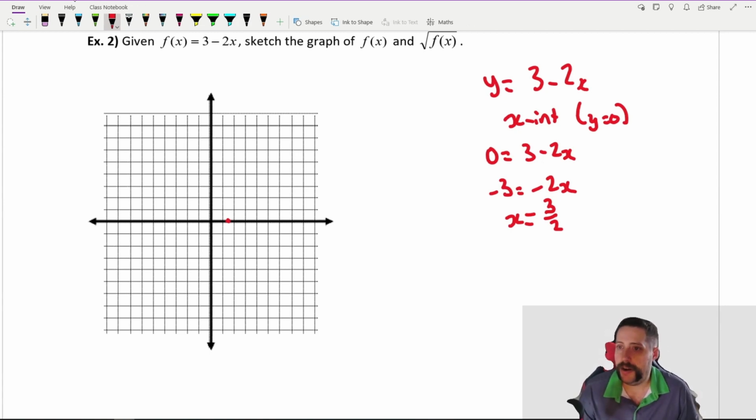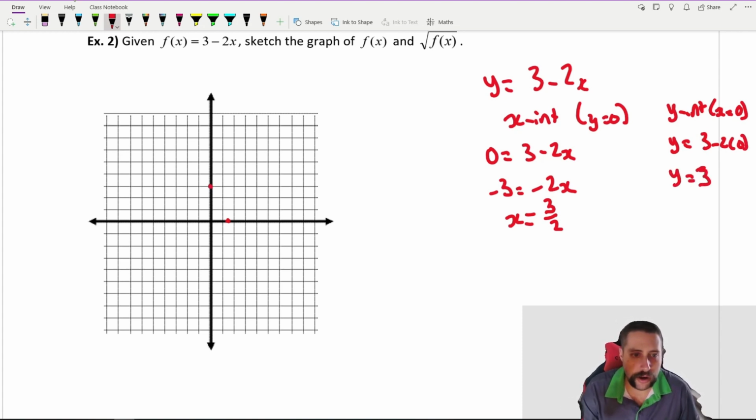To find your y-intercept, that's when you set x is equal to 0. So we have y is equal to 3 minus 2 times 0, which means that y is equal to 3. We can put that on our graph as well. We'll draw a line, and that's our linear function there.